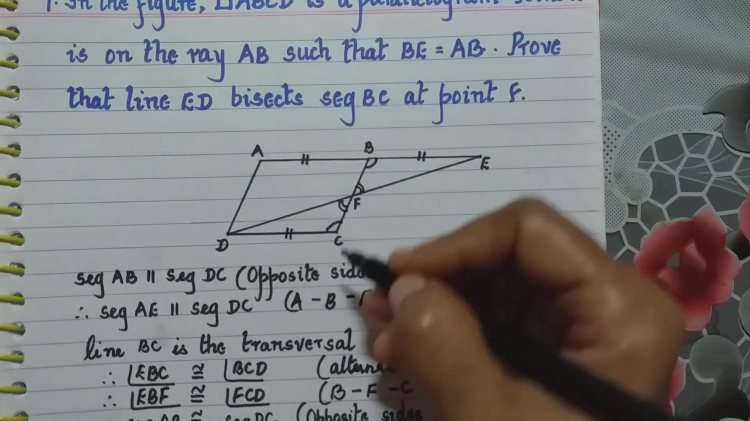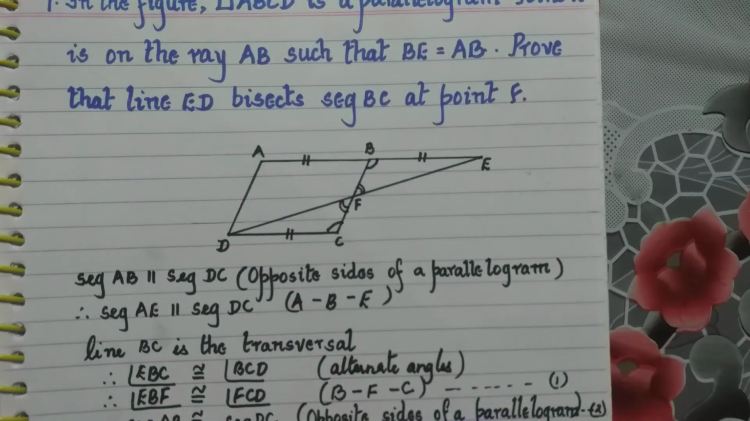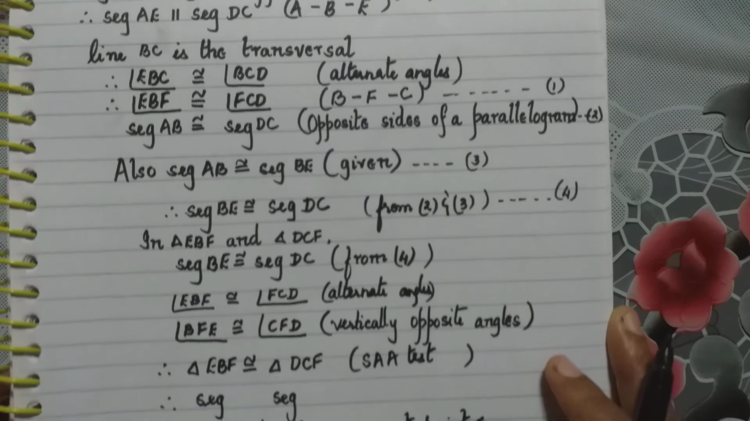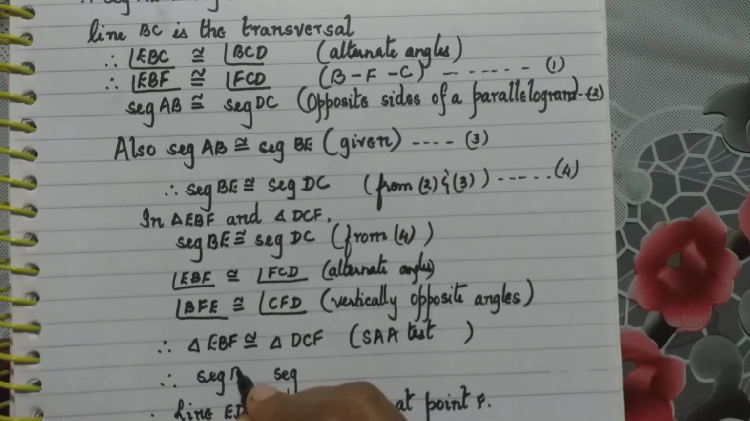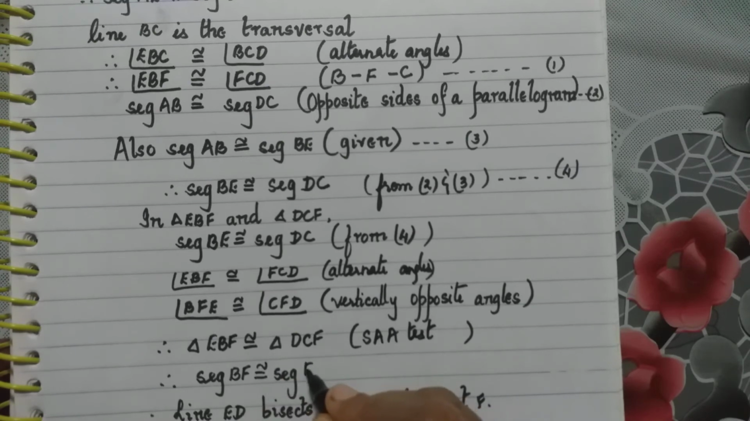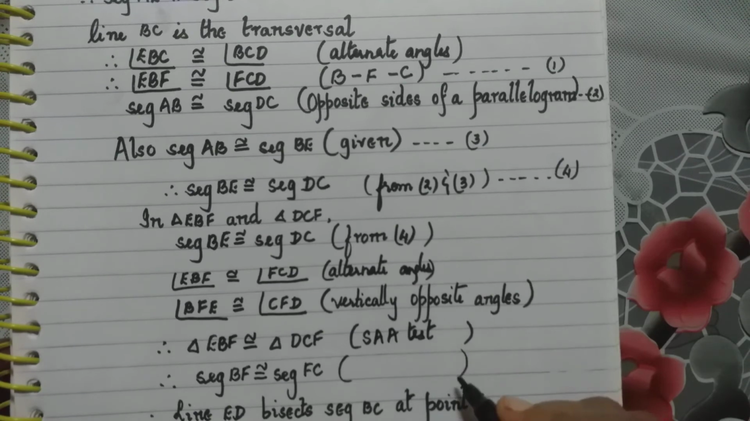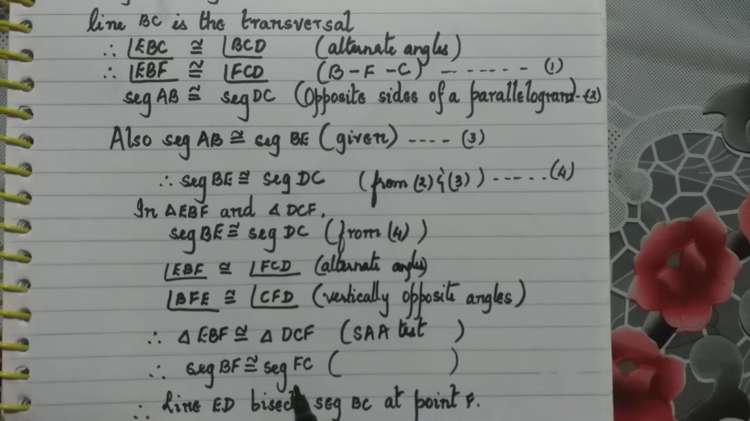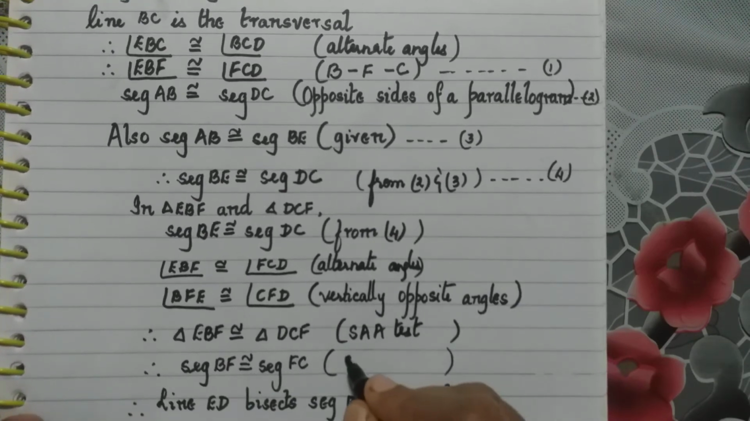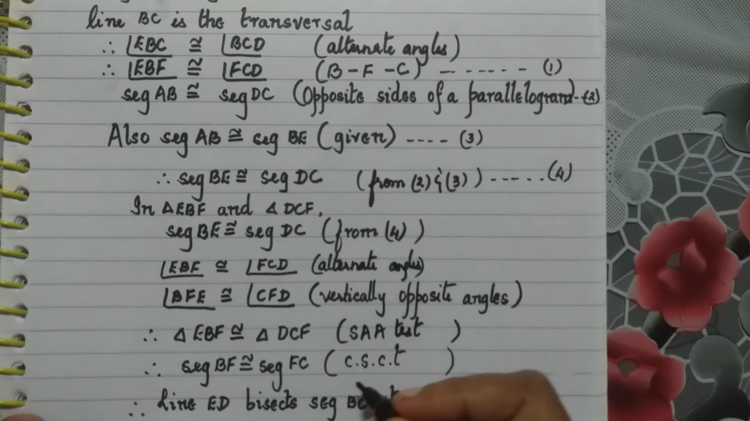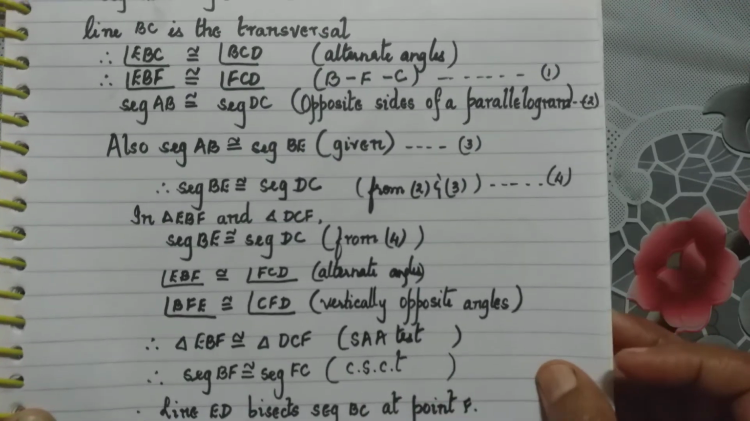Now, if they are congruent, look at the figure now. Isn't segment BF congruent to segment FC? Right? So, we write segment BF congruent to segment FC. And how can we say they are congruent? Once the test is proved, these are the corresponding sides of the two congruent triangles. So, we'll write CSCT. So, by corresponding sides of congruent triangles.